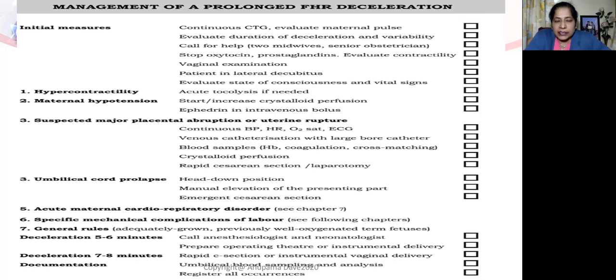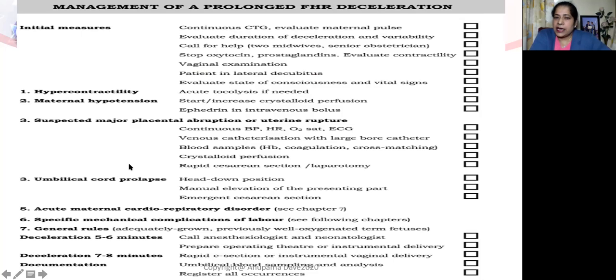Evaluate the contractility of the uterus, do a vaginal examination, put the patient in lateral decubitus, evaluate the state of consciousness and vital signs. If you identify hypercontractility, acute tocolysis is needed. If there is hypotension, start a crystalloid infusion or give ephedrine.